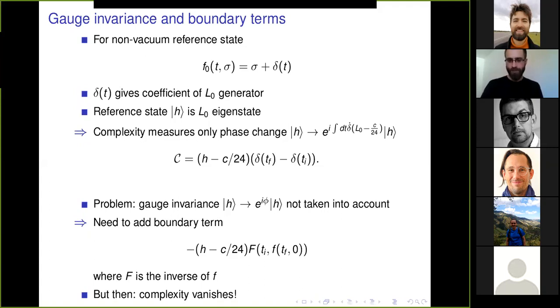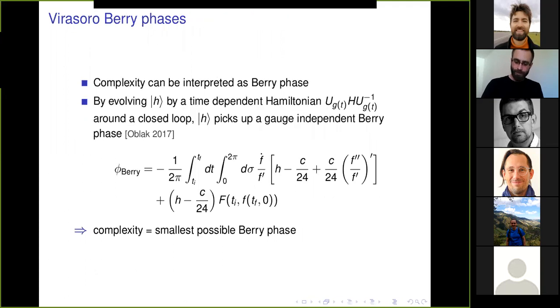Now, you might say that it is not completely true that phases are unphysical. There are, in fact, Berry phases where you can measure phase changes. And as it turns out, one can actually interpret this complexity functional as a Berry phase. Namely, one can think of these conformal transformations that one applies one after the other in time as evolving the reference state by a time-dependent Hamiltonian.